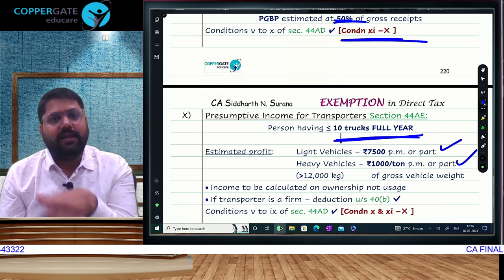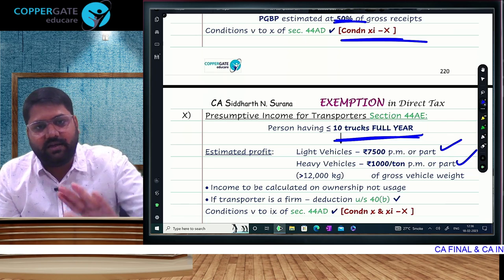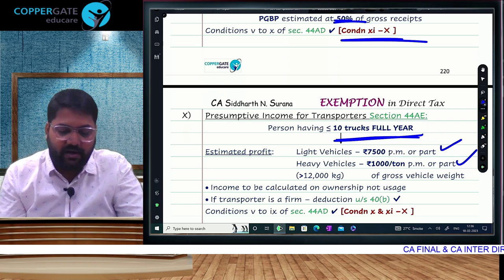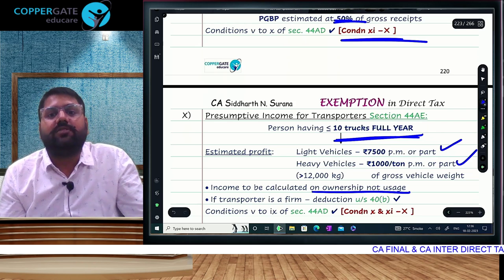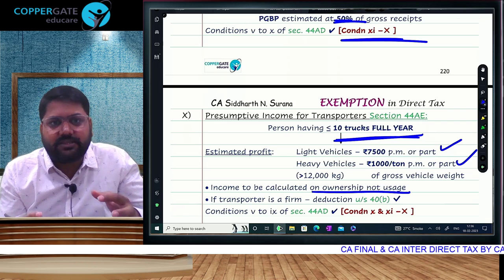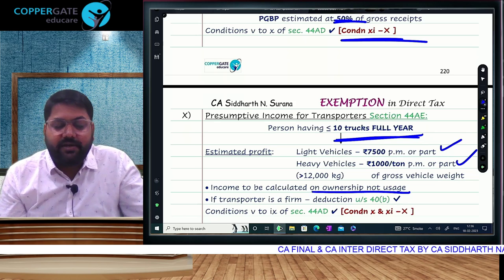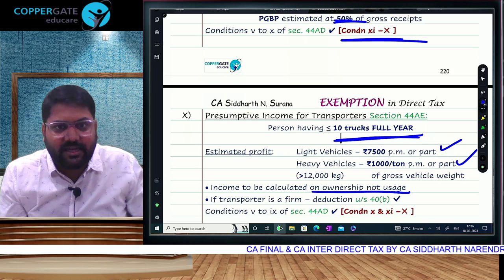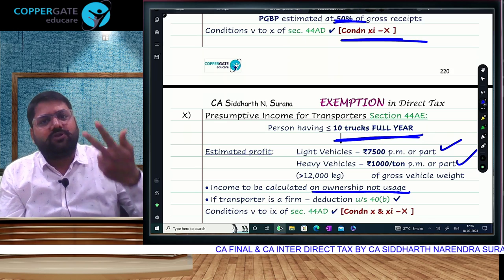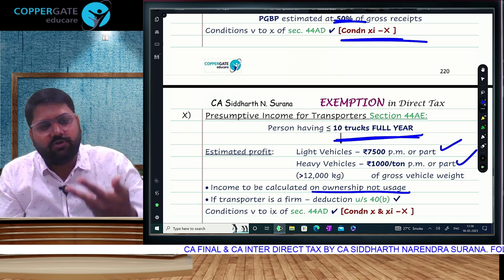And this we will do for every truck. Light mein, whether it is 2 ton, 10 ton or 11 ton, 7,500 on the basis of ownership, not on the basis of usage. For whatever period assessee was the owner, whether you use or you don't use, the income will be calculated. All other conditions are same. So optional, if opted then no books of accounts, then if not opted then maintain books of accounts, everything.